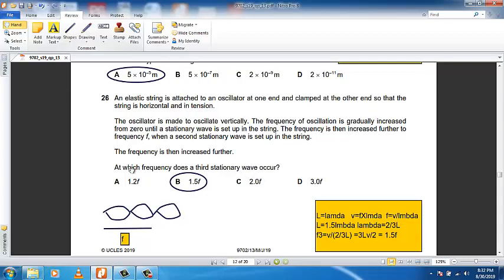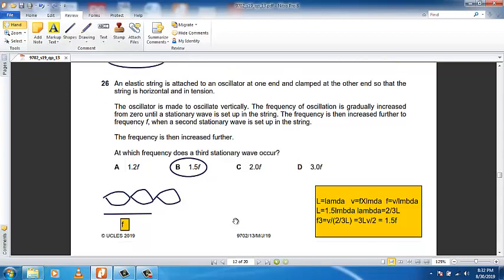Now, at which frequency does a third stationary wave occur? At the third, we must know that it's a complete lambda and a half lambda, so that's 3/2, 1.5 lambda. So L is 1.5 lambda, so lambda becomes 2/3 L. Just plug in the values, f equals v over lambda, so v over 2/3 L. This becomes 3v by 2L, which is 1.5 times the previous f. So it's 1.5 f, which is B.